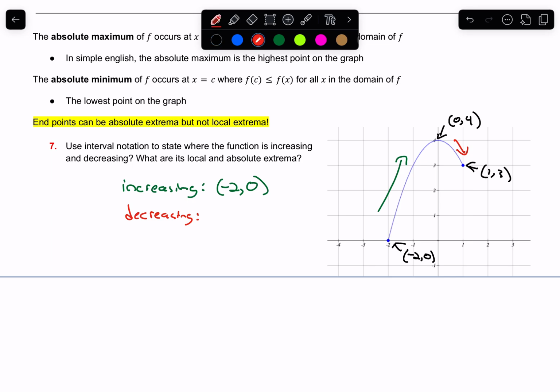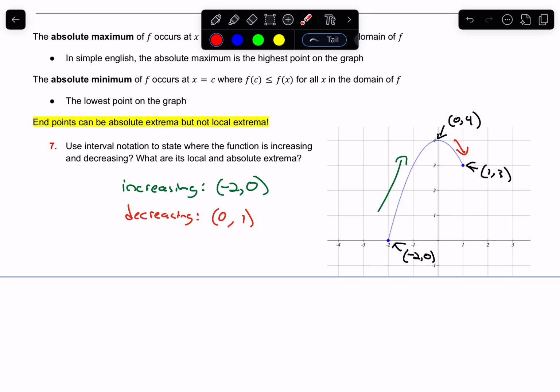So we're decreasing from x equals 0 to x equals 1. Notice no brackets, all parentheses on these, because when you go from increasing to decreasing, you are doing nothing at the top of the mountain.